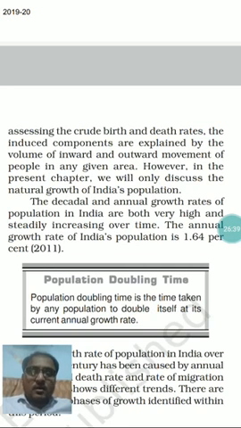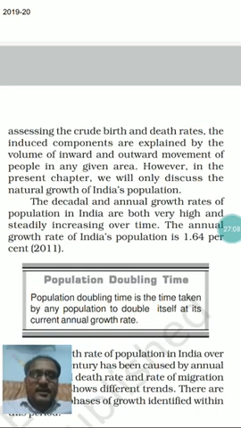Annual growth rate of India's population is 1.64%. This is the figure. 1.64% is the annual growth rate of population in the 2011 census. In the 2001 census, it was 2.4%. Means at the time of the 2001 census, the growth rate of population of India was 2.4%. Okay.